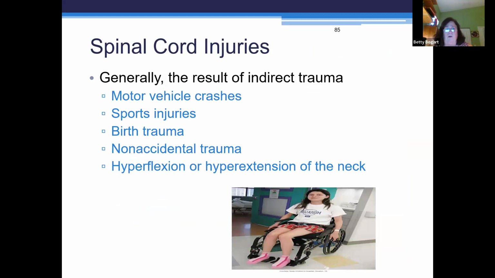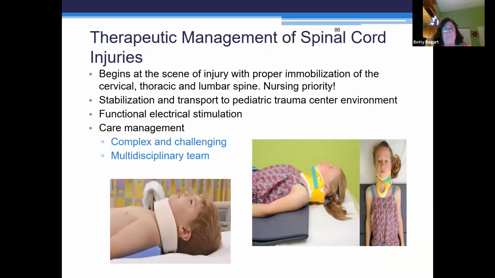Now, spinal cord injuries could be motor vehicle, sports. How about at birth when you're pulling that head out of that birth canal? Yes, you can have spinal cord injuries. How about that hyperflexion, hyperextension, getting hit from the back, head forward and back? That can cause things like that also.